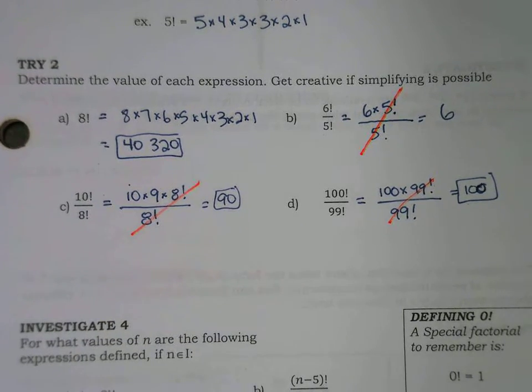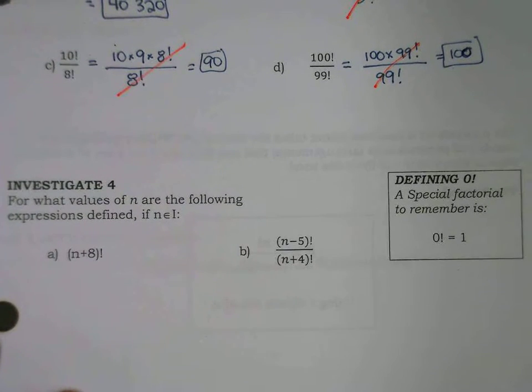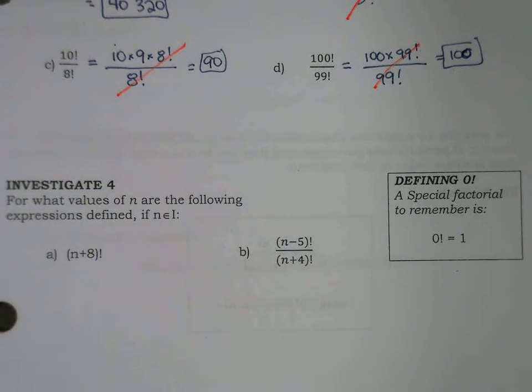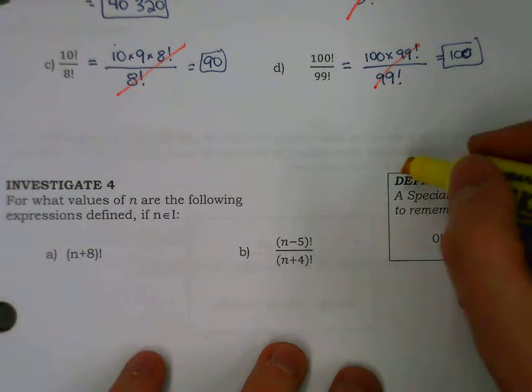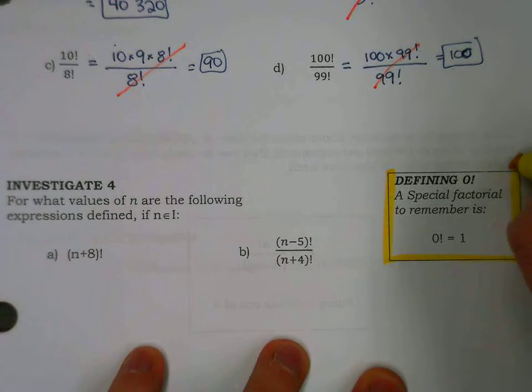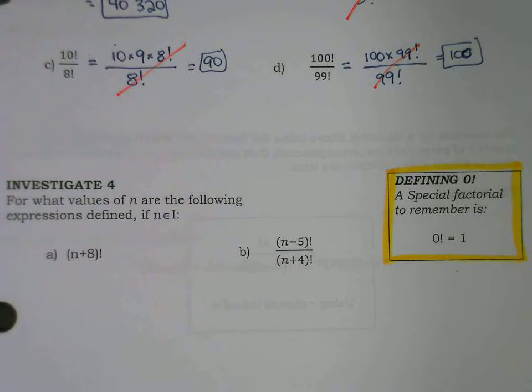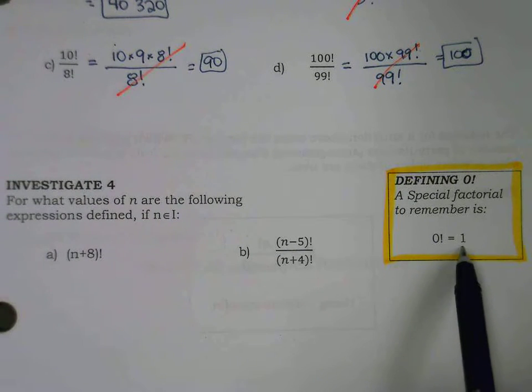So with this idea of factorial notation, there are variables. So under investigate: for which values of n are the following expressions defined? It is important to note that just like 2 to the power of 0 has a value of 1, there is a special value that needs to be remembered, and 0 factorial has a value of 1. And this will be needed for the math to make sense going forward.